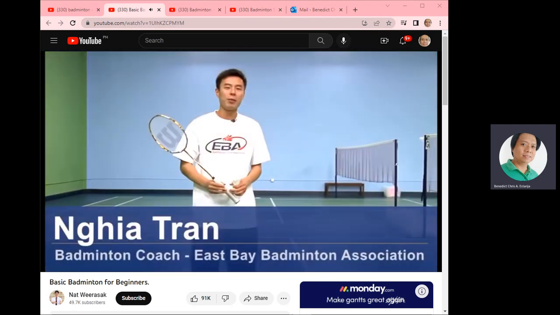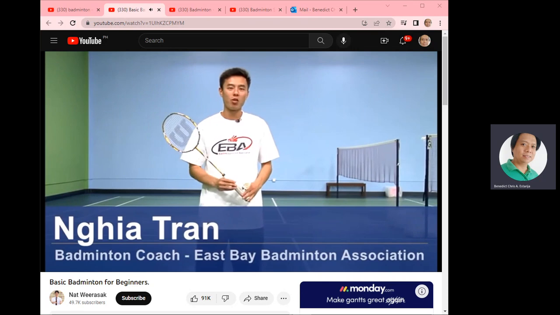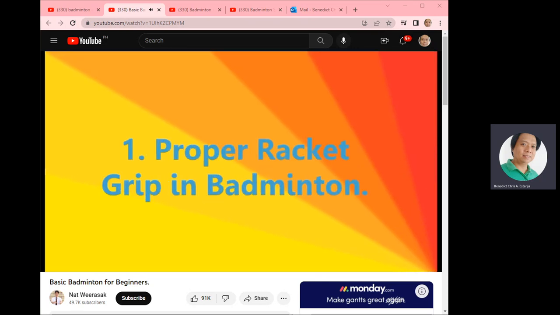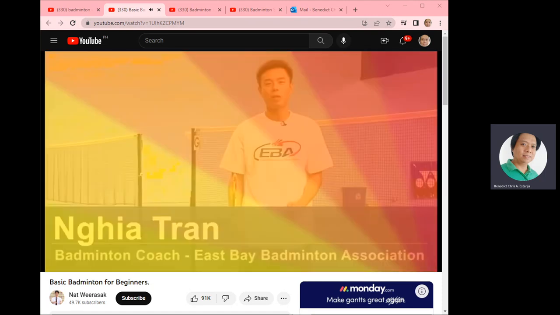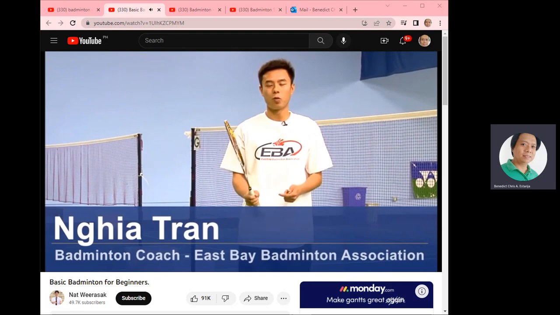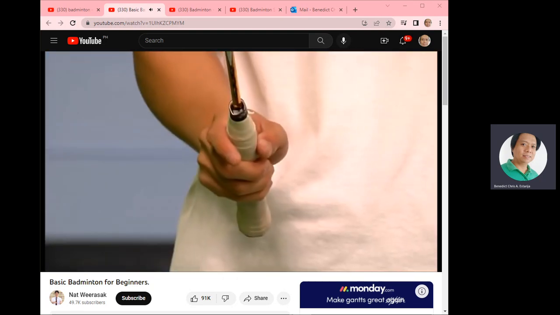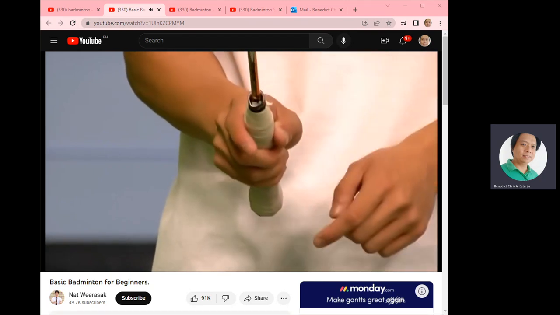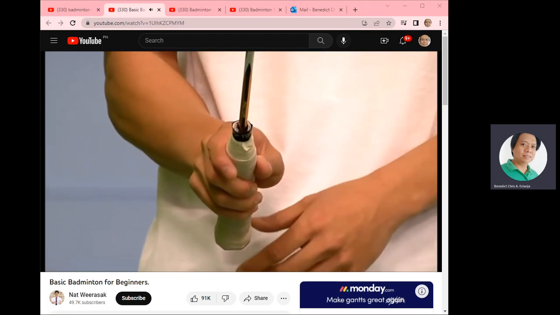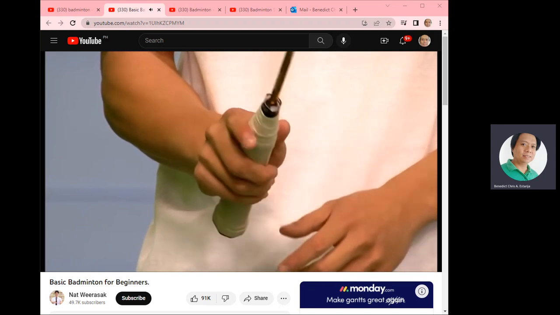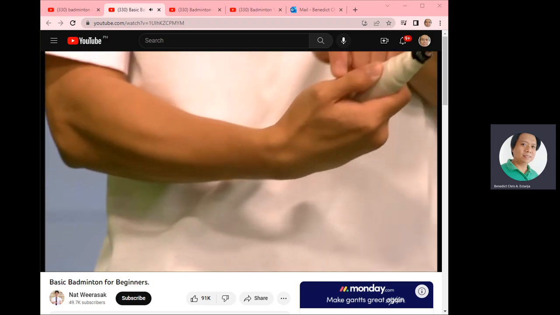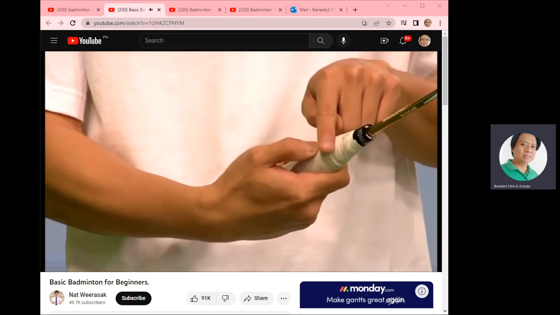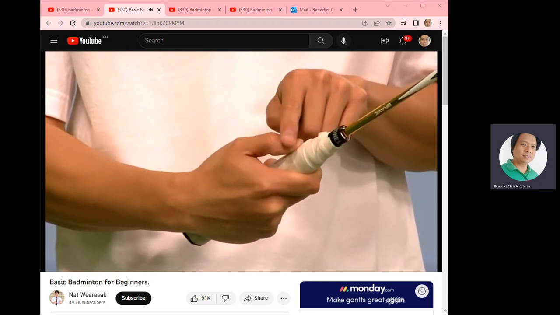Hi, I'm Nia Tran, and I'm a coach here at East Bay Badminton Association. I'm going to talk about proper grips work for the sport. This would be the proper forehand grip. As you can see, the racket is pointing downwards rather than flat. And this would be the proper backhand grip with my thumb on the flat end of the racket.